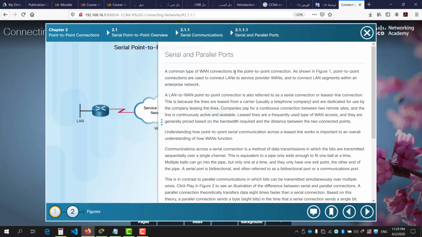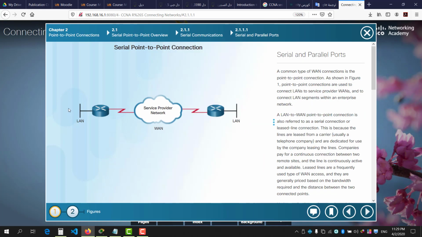Okay. Common WAN connection is a point-to-point connection, as shown in Figure 1. Here is a LAN in this side, and here is another LAN in the other side, and there is a WAN connection using the service provider network, or what we call the WAN provider.